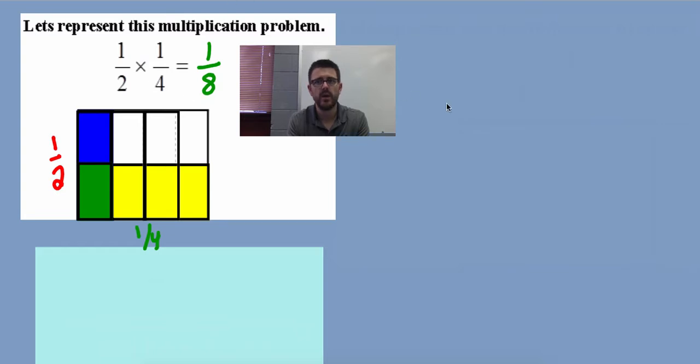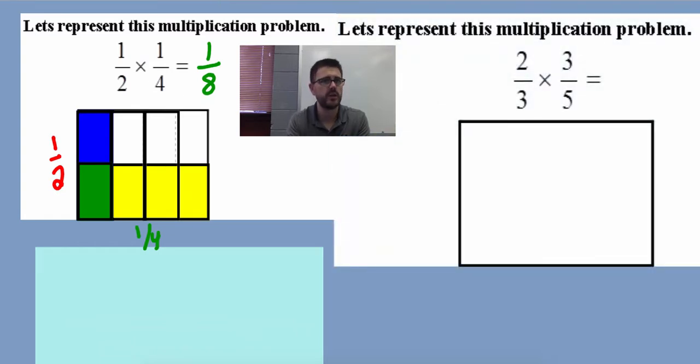Okay? Now, if that's a little tricky so far, totally okay. We're going to go through a couple of examples. But the whole idea is we're modeling in a picture form what's happening in our multiplication. We're finding part of something else.